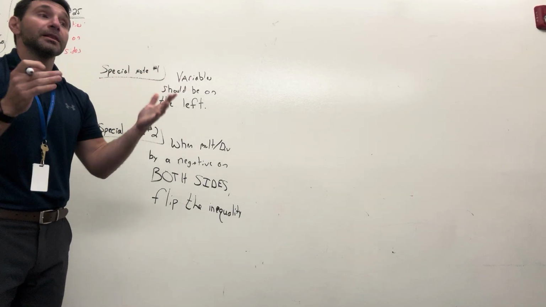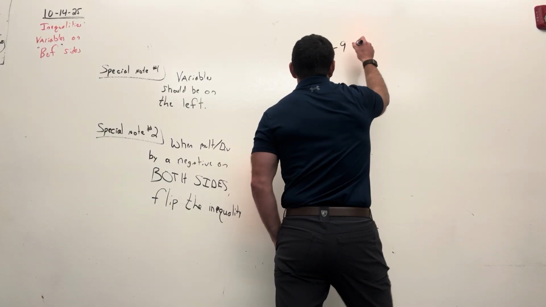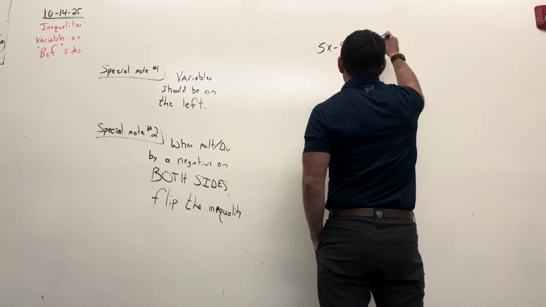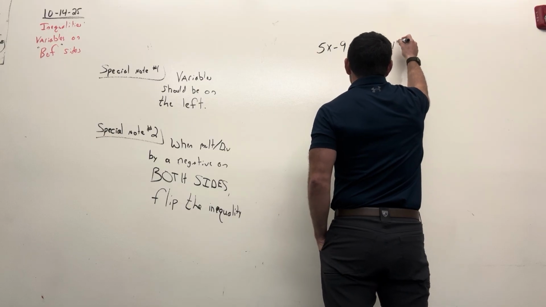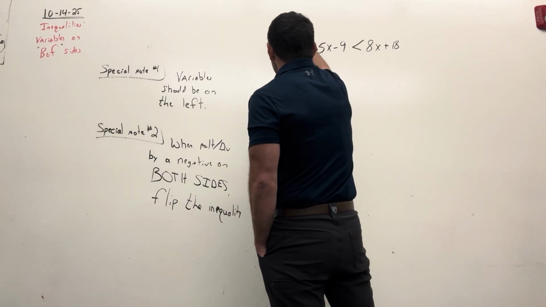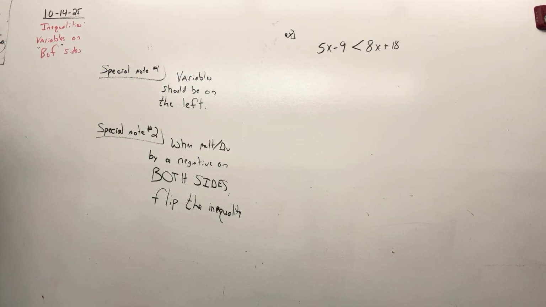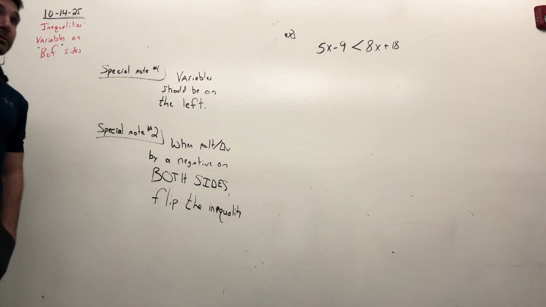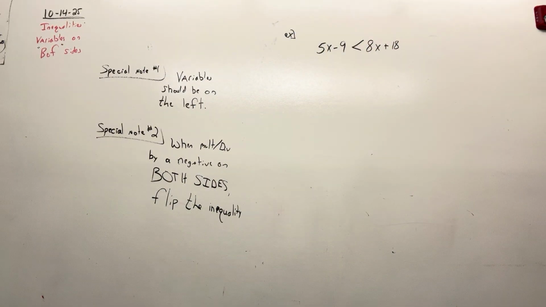So, let's talk about easy things. We have 5x minus 9 is less than 8x plus 18. When we talk about variables on both sides, all of our steps still stay the same. So we should have both special notes copied down. We should have this problem: 5x minus 9 is less than 8x plus 18.